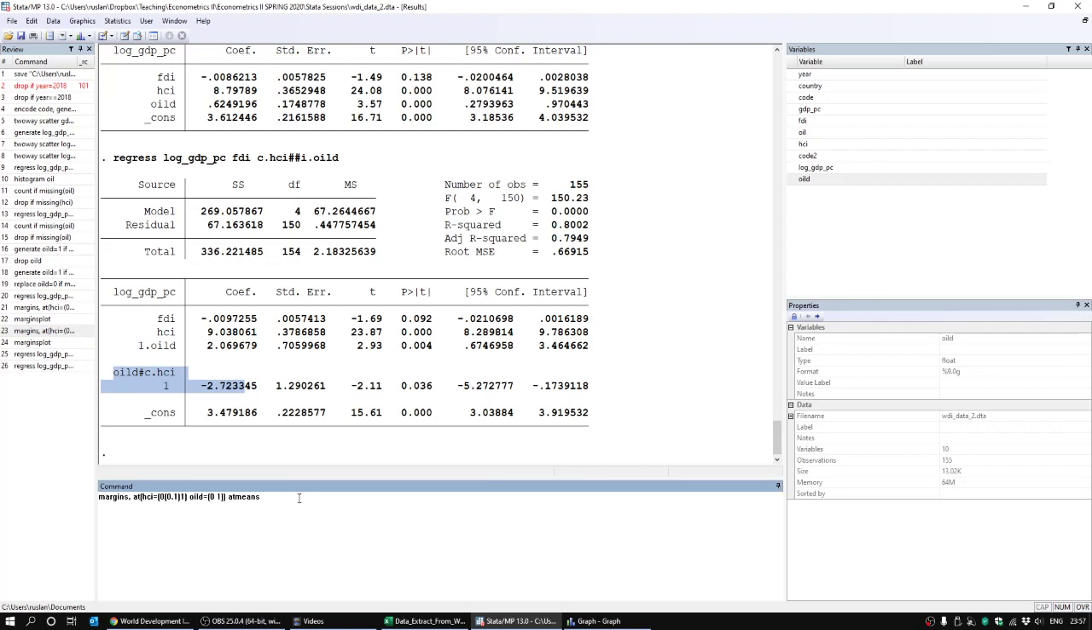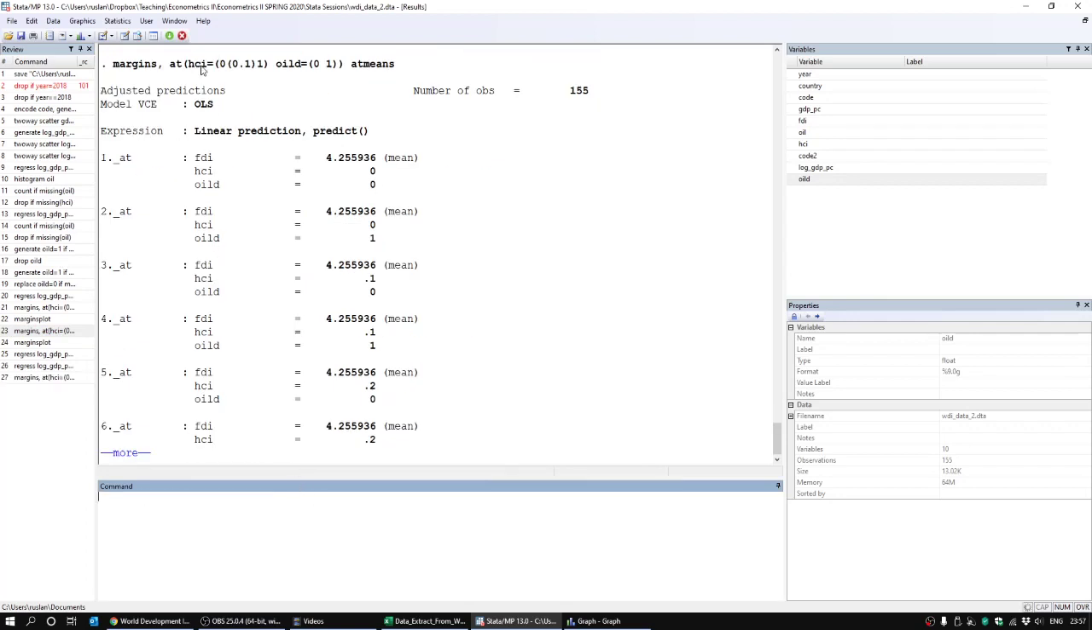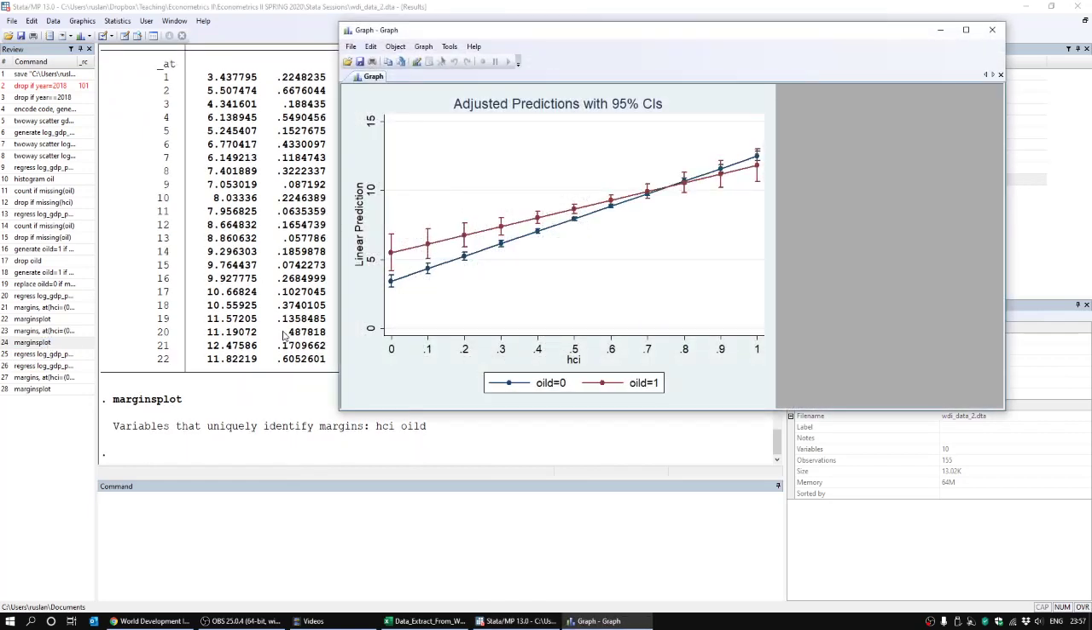So let's type margins. We will use the same command as before. We assign different values to human capital index and to oil dummy, and then if we type marginsplot, you will get two lines. All right. So what do these two lines tell us? You can see that initially, at lower levels of human capital index, GDP per capita is higher in oil-rich countries compared to oil-poor countries. But since there are differences in the slopes, the existence of delta 1 hat leads to a difference in the slopes, and these two lines intersect.